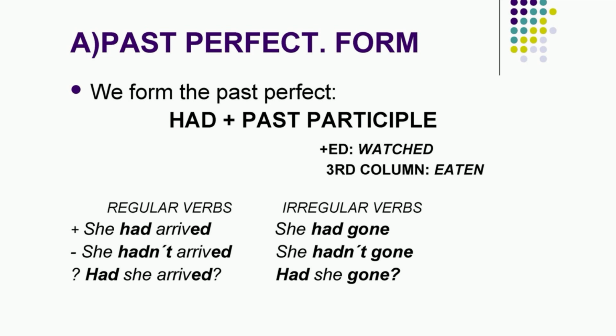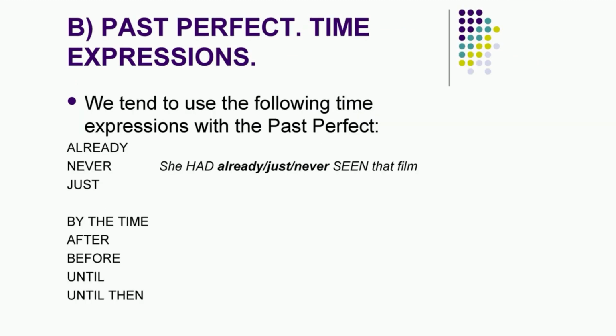For example, regular verbs: she had arrived, verb plus -ed. She hadn't arrived, it's negative, and the question, had she arrived? The auxiliary verb had will be at the initial part of the sentence. And irregular verbs: she had gone, it's a statement; she hadn't gone, negative; and the question form is had she gone? I think it's clear.